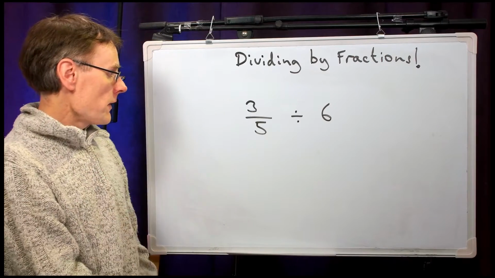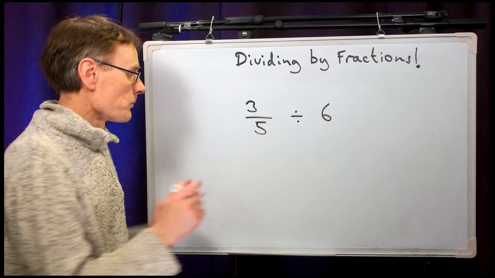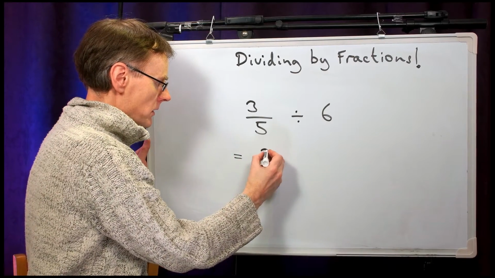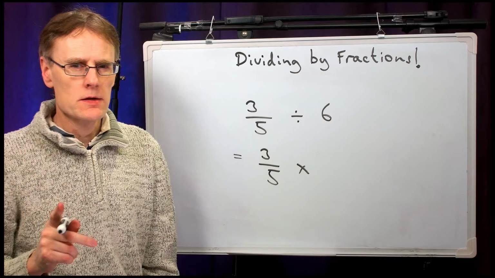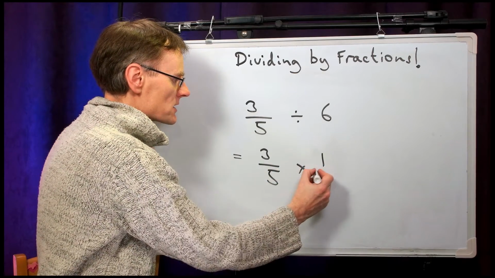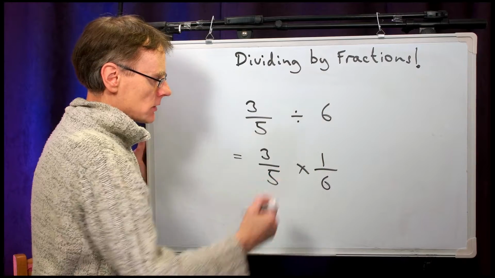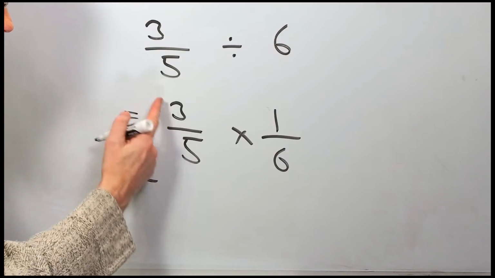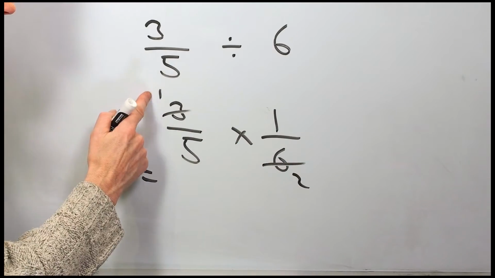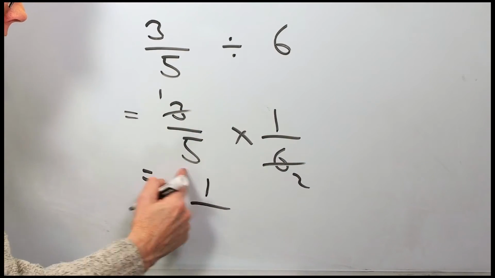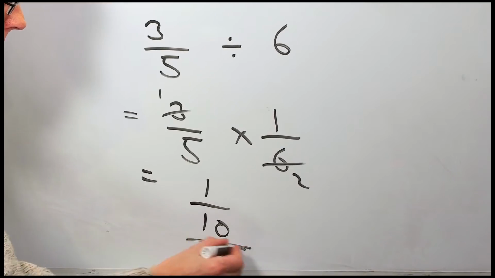What about 3/5 divided by 6? Well, that's the same as 3/5 times, now what's the opposite of 6? It's 1/6. That's the reciprocal. So, we can cancel that down once and twice, multiply it out. 1 times 1 is 1 over 5 times 2 is 10.